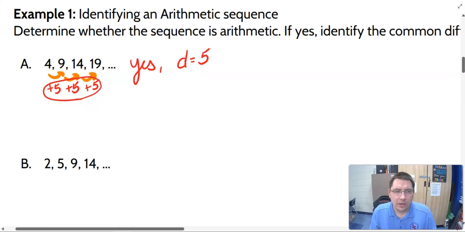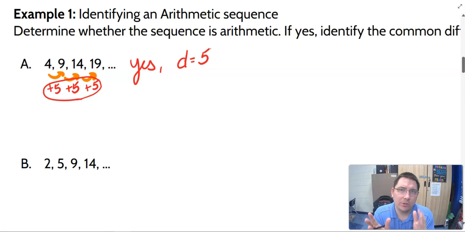Okay? So again, we want to look at how we go from one term to the next, and we want that pattern to be the same every time. We don't want it to change. We don't want it to go plus 5, and then plus 4, and then plus 7. That's not arithmetic. It's got to be the same value every time.